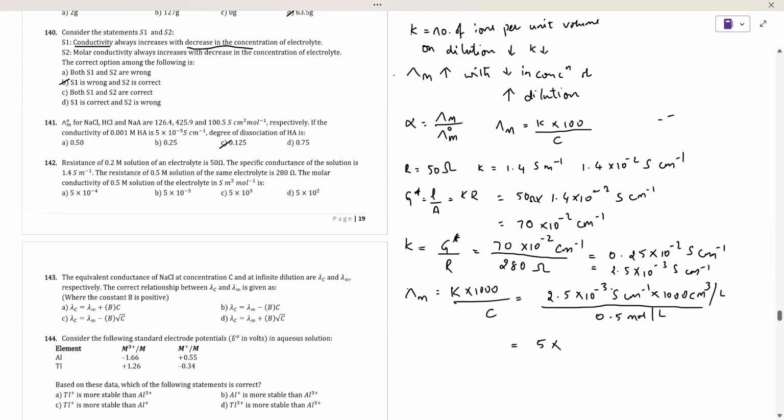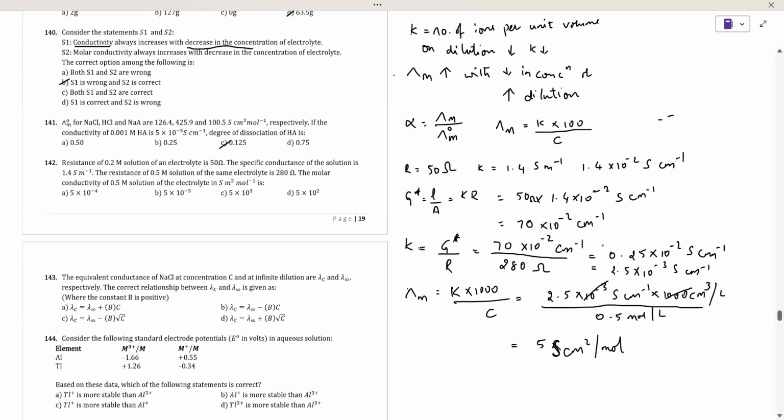into 10 power 3 here and here also you will get 10 power 3, and centimeter inverse, and here you have centimeter cube. So this and this get cancelled, that is 10 power 3 as well as 10 power minus 3. So 1000 gets cancelled, and you will basically get 5 centimeter square. You will get 5 Siemens centimeter square per mole as the value.